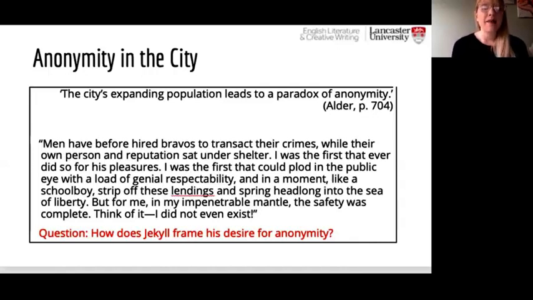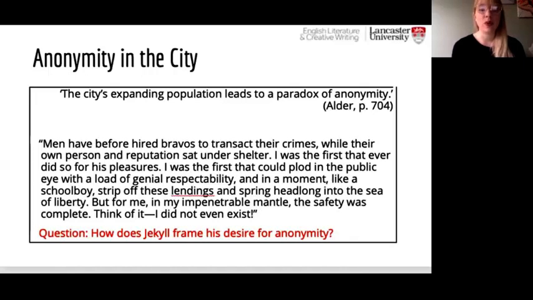Men have before hired bravos to transact their crimes, while their own person and reputation sat under shelter. I was the first ever that did so for his pleasures. I was the first that could plod in the public eye with a load of genial respectability, and in a moment, like a schoolboy, strip off these lendings and spring headlong into the sea of liberty. But for me, in my impenetrable mantle, the safety was complete. Think of it, I did not even exist.